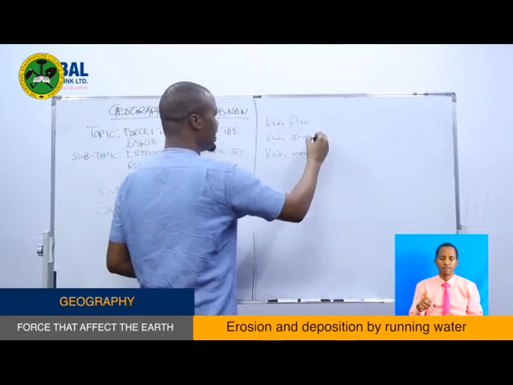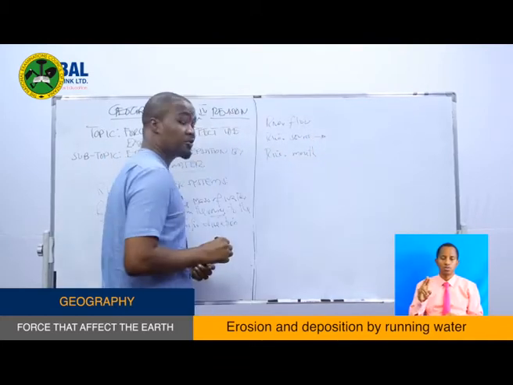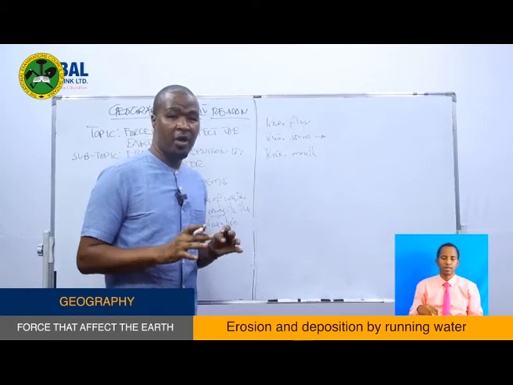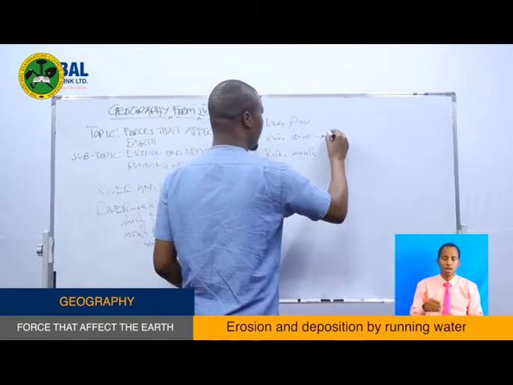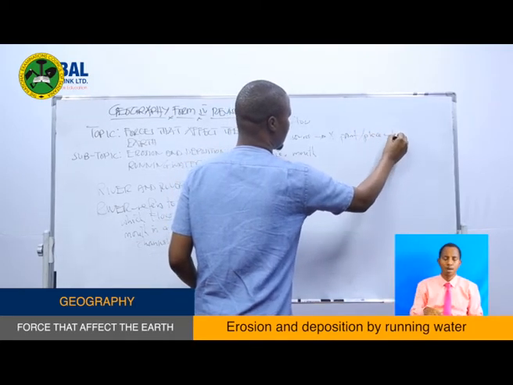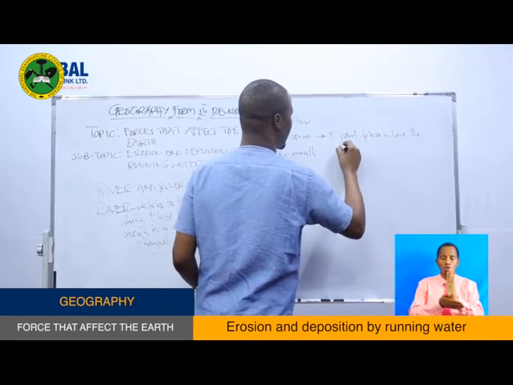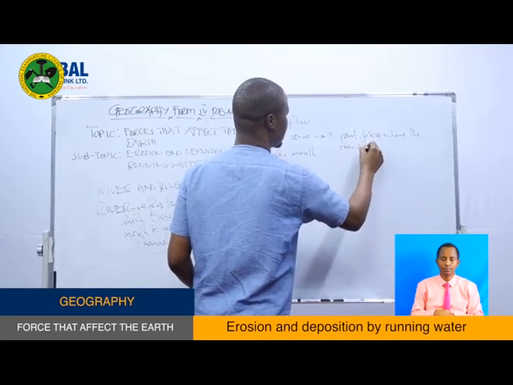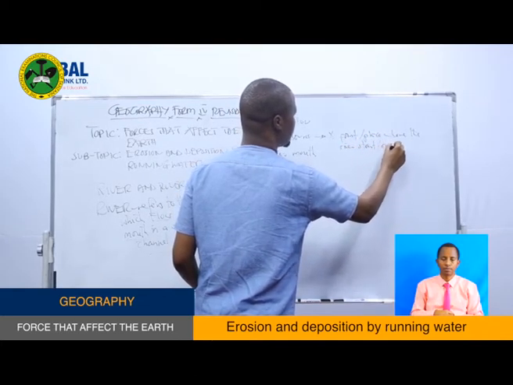So what is a river source? Let us start with this one. The river source refers to the point or a place where the river starts, or we say originates.